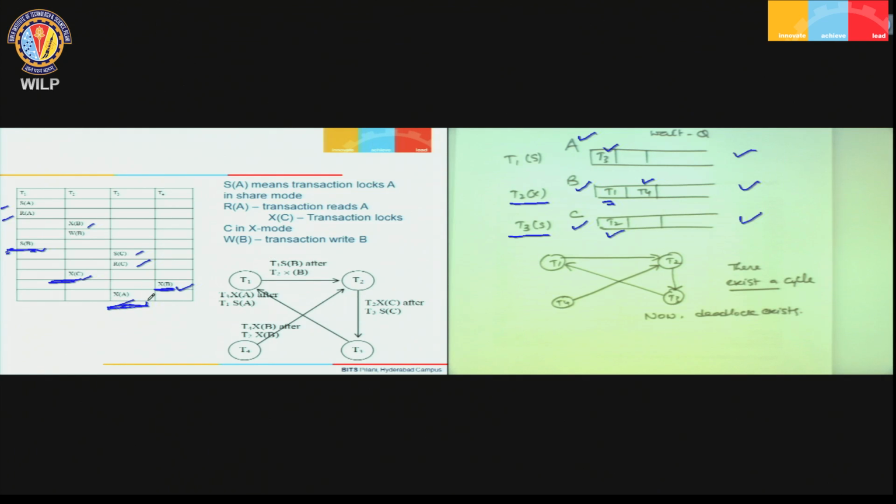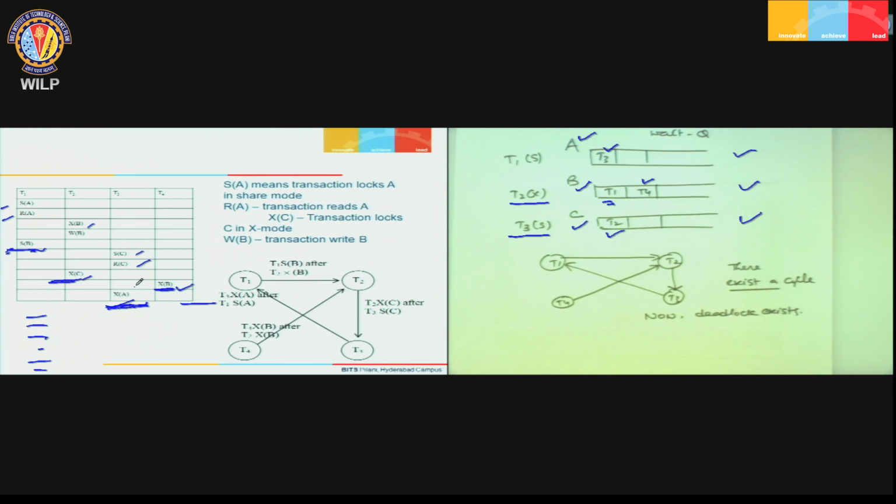How many transactions do I have in this schedule? I have 4 transactions. After reaching this point, let us assume that there are further instructions available in the schedule. After reaching this particular point, all the transactions T1, T2, T3 and T4 are in blocked state. That means they are holding some lock on some data item, and at the same time they are waiting for some data item which is already locked by some other transaction. Now the schedule cannot move further, that is, no instruction of the schedule can be executed further. Now it is called a deadlock situation.